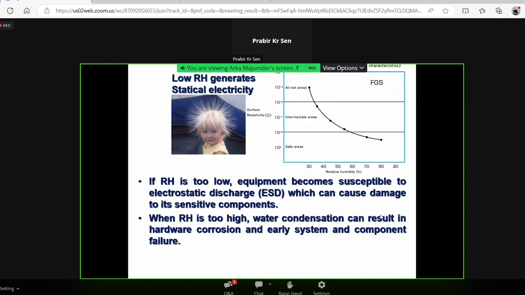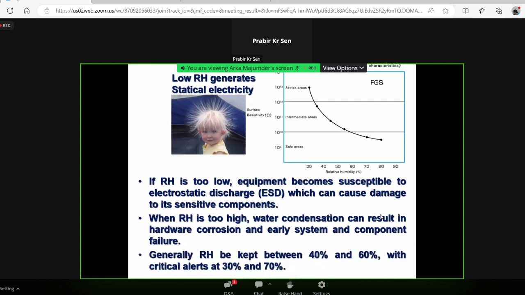So, the intermediate area, you see, between 40 and 60%. So we should try to keep RH of electrical room between 40 and 60%. You see the graph there. Next. Generally, RH is kept between 40 and 60% with alarm provision when the RH goes below 30% or goes above 70%. Next.